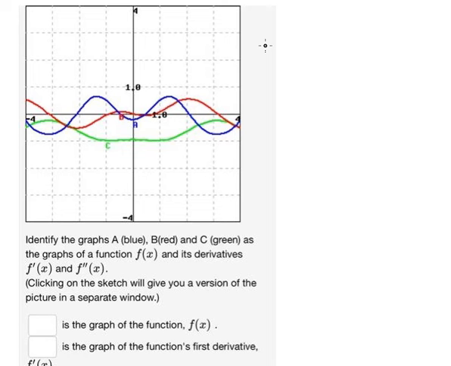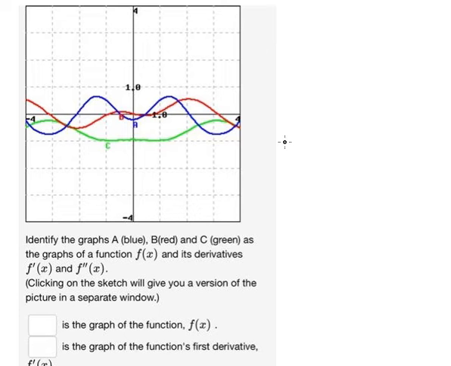Hello everybody. So today I want to talk about calculus. The topic today is about application of derivative. So now I want to show you how to answer.